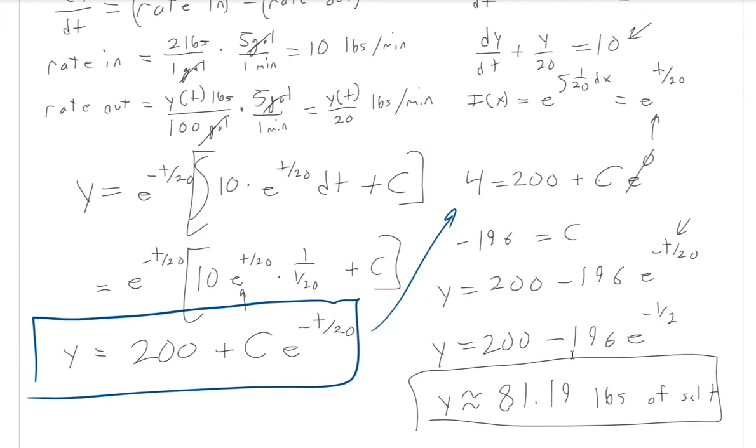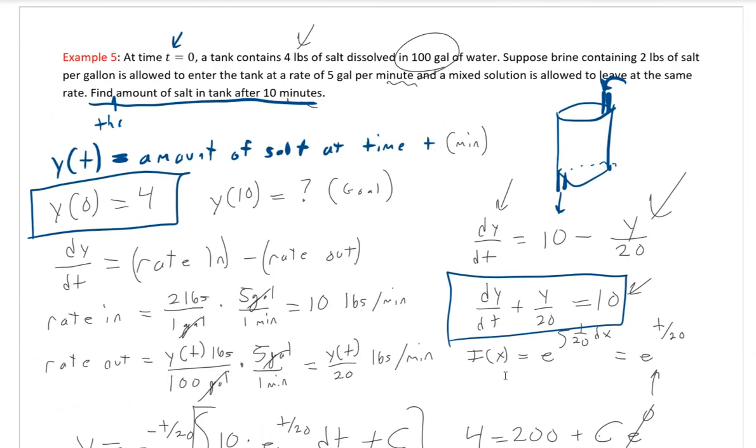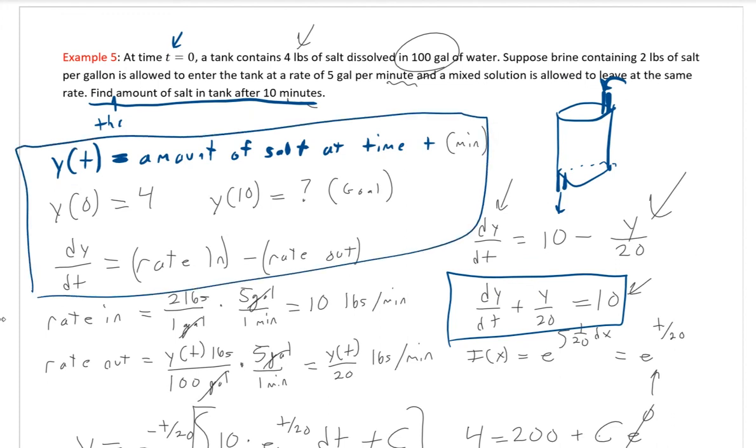So that would be our solution there. Okay. So let's review what we did. Just walk through all the steps we did here. We started off with our basically given information. We start off with what y is. So y is just how much salt is in the tank.